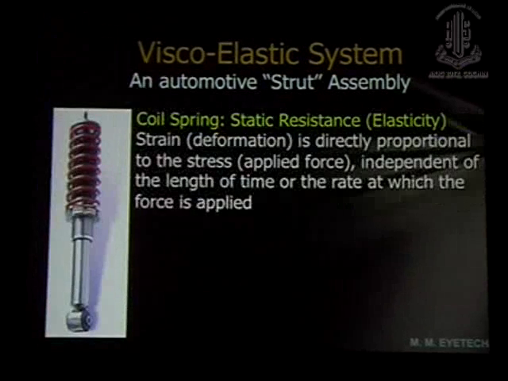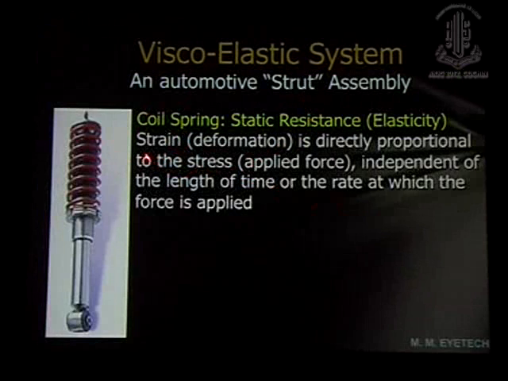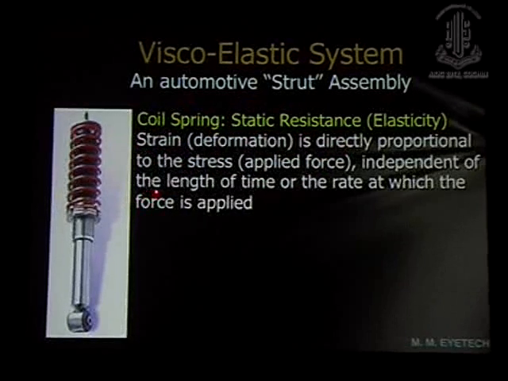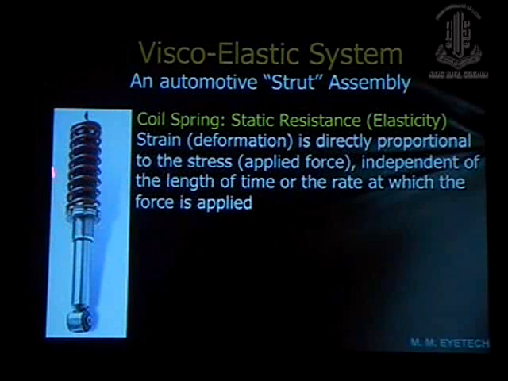Now, how do these things get created? You know that the cornea is a viscoelastic material, and its behavior to deformation is like an automotive strut assembly, or the shock absorbers that we have in automobiles. It has a spring element to it and a gas-filled, or viscous, element to it. Now the static resistance or elasticity is directly proportional to the stress, that is the applied force, and is independent of the length of time or the rate at which the force is applied.